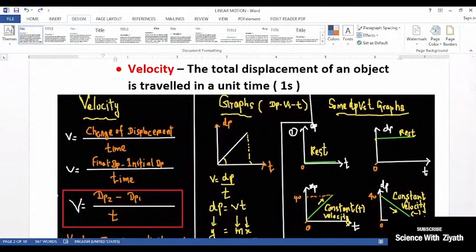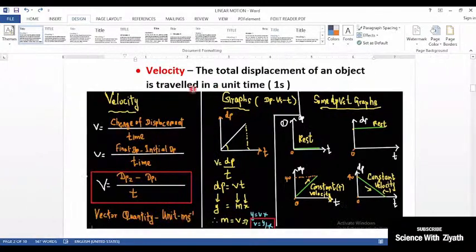And also we discussed this one last class, the velocity. The velocity is the term used in connection between the displacement and time. The velocity is equal to change of displacement over time: the final displacement minus initial displacement over time, and that is velocity. And the velocity, as we know, is a vector quantity.